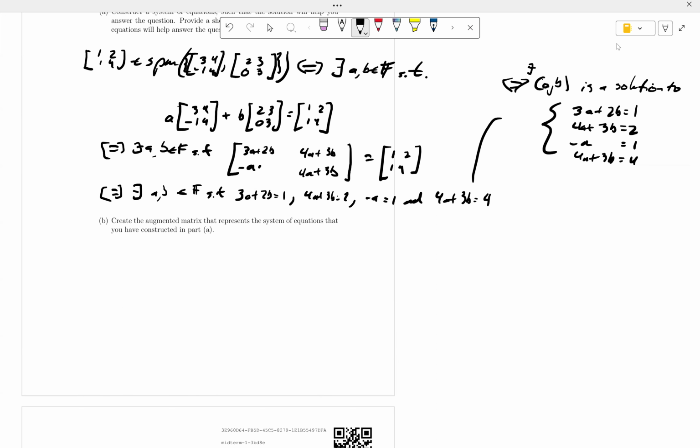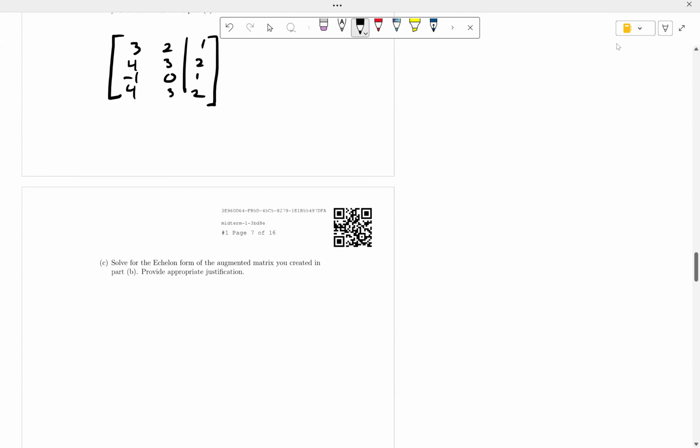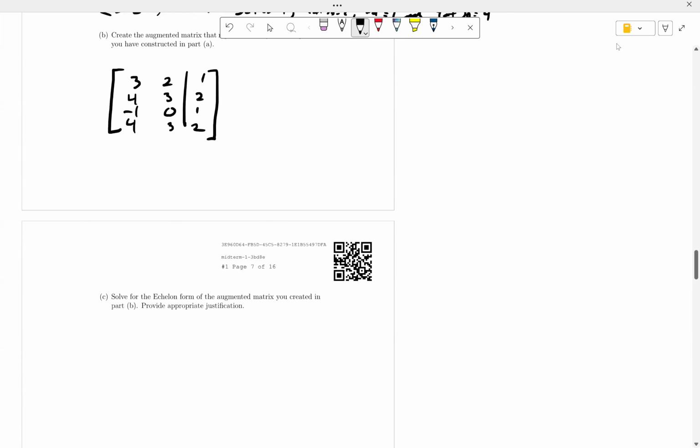So now we construct an augmented matrix that represents the system of equations we constructed in the previous part. So the augmented matrix would be 3, 2, 1, 4, 3, 2, minus 1, 0, 1, 4, 3, 2. That is the augmented matrix that represents our system of equations. Now solve for the echelon form of the matrix you created in B, and provide appropriate justification.